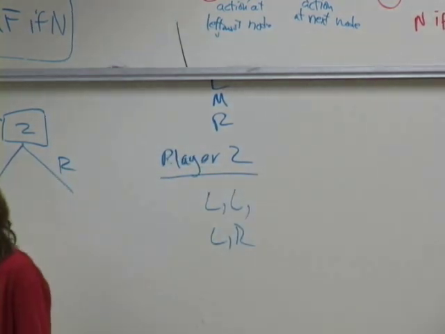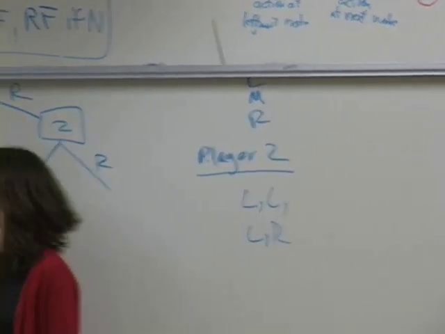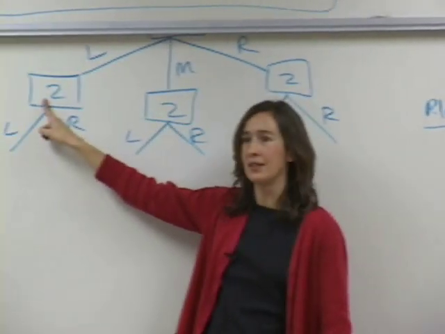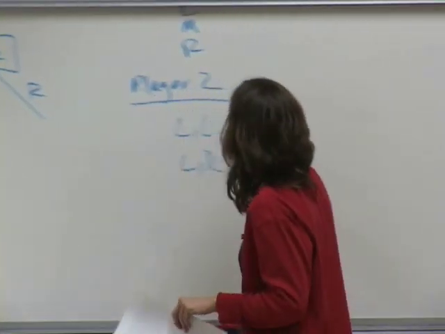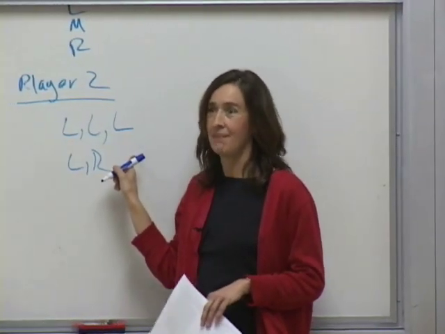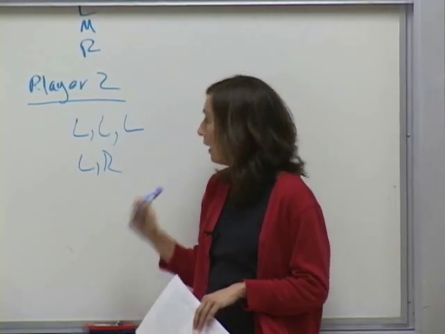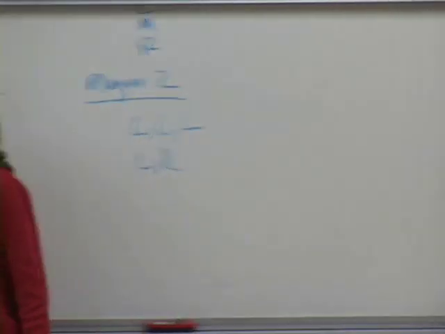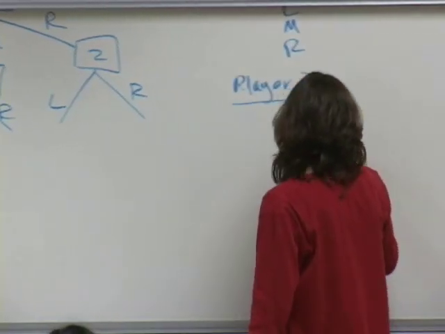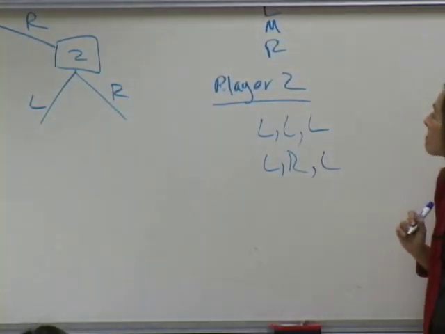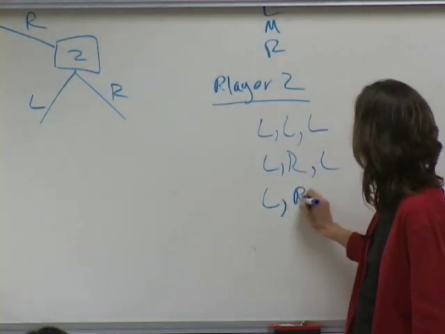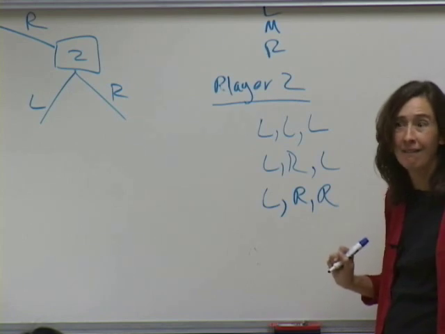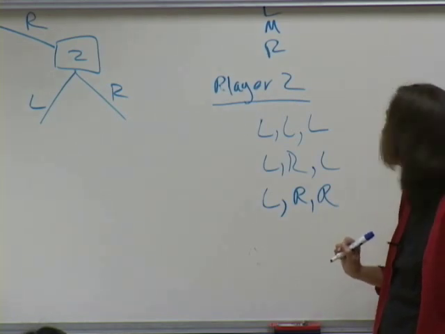There are games that would have that, but in this game, we've got player two's decision here, player two's decision here. So here's a strategy, okay? Another one would be L, comma R, comma L. Okay. How about this one? Another one?